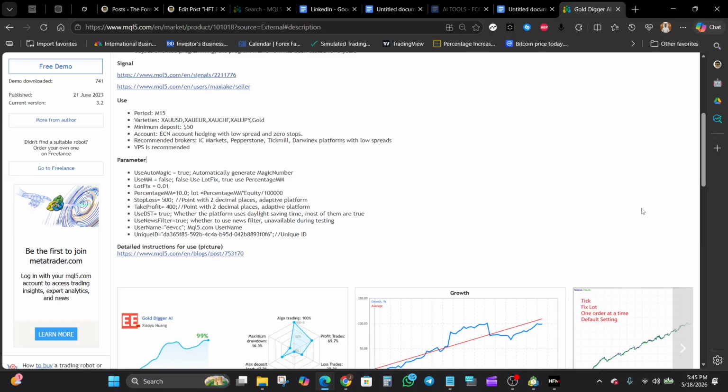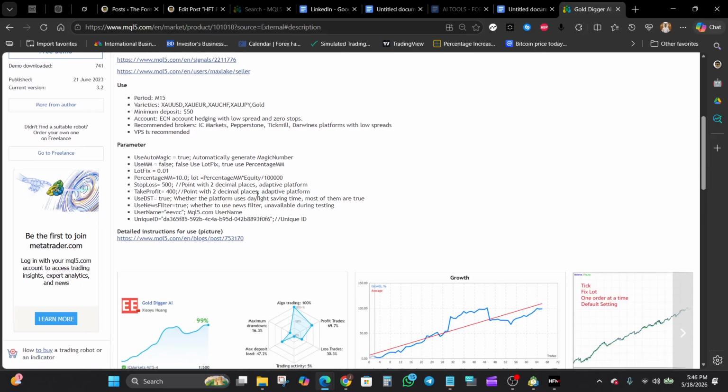Now, moving down into the parameter section, we can see several adjustable risk management settings. There's an option for fixed lot sizing or percentage based money management, along with customizable stop loss and take profit values. There is also an automatic magic number generation setting, which can help if you are running multiple EAs on the same account.